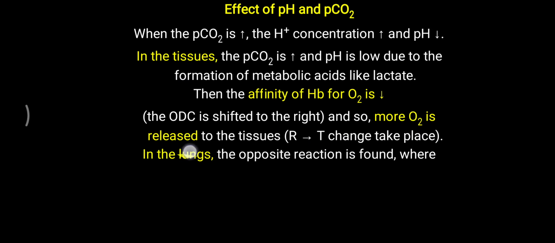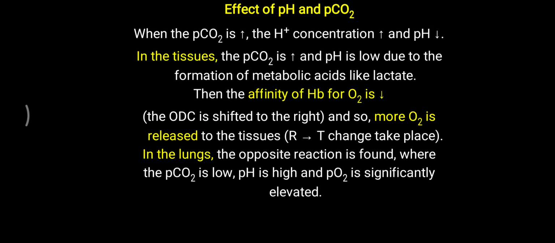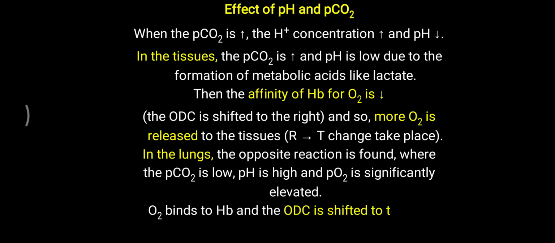So in the lung, the opposite reaction will occur, where the partial pressure of carbon dioxide is low and pH will be higher. Again the partial pressure of oxygen is elevated, so that high oxygen pressure will lead to the binding of oxygen to the hemoglobin, and again that oxygen dissociation curve will be shifted to the left side. So initially, the sigmoid curve will be shifted to the right side when it reaches the tissue level. Again that deoxyhemoglobin, when it reaches the lung level, this ODC will shift again to the left side.